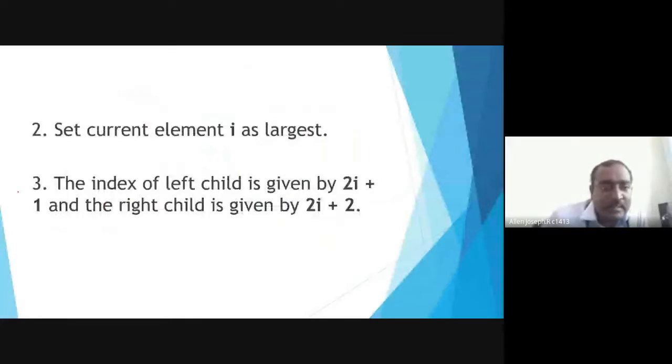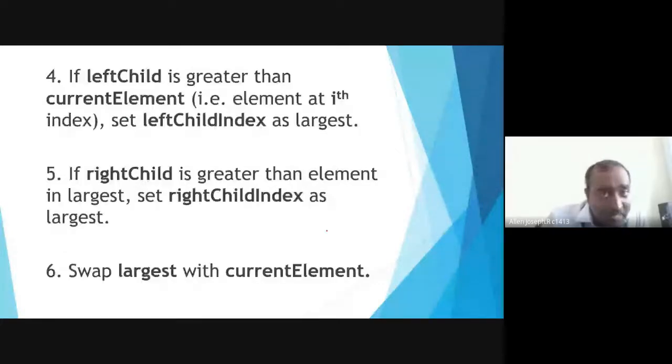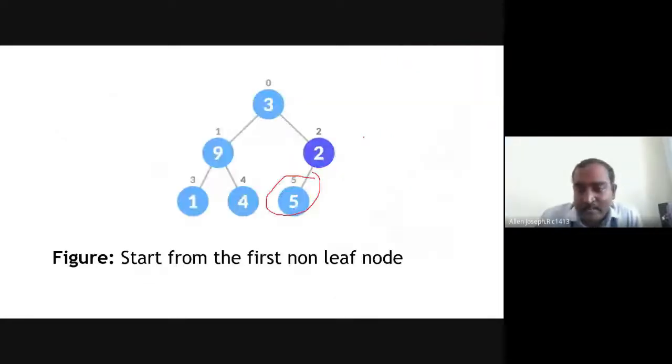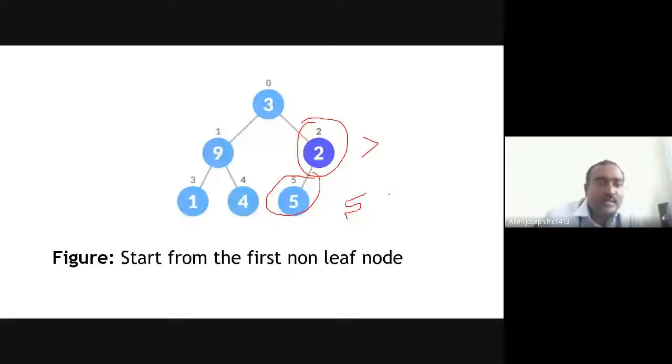The index of the left child is given by 2i plus 1, and the right child is given by 2i plus 2. Then we have the fourth step: if the left child is greater than the current element. So what does this mean? If the left child, so this is your left child, is greater than the current element. The current element is 2. So we are checking whether 5 is greater than 2 or not.